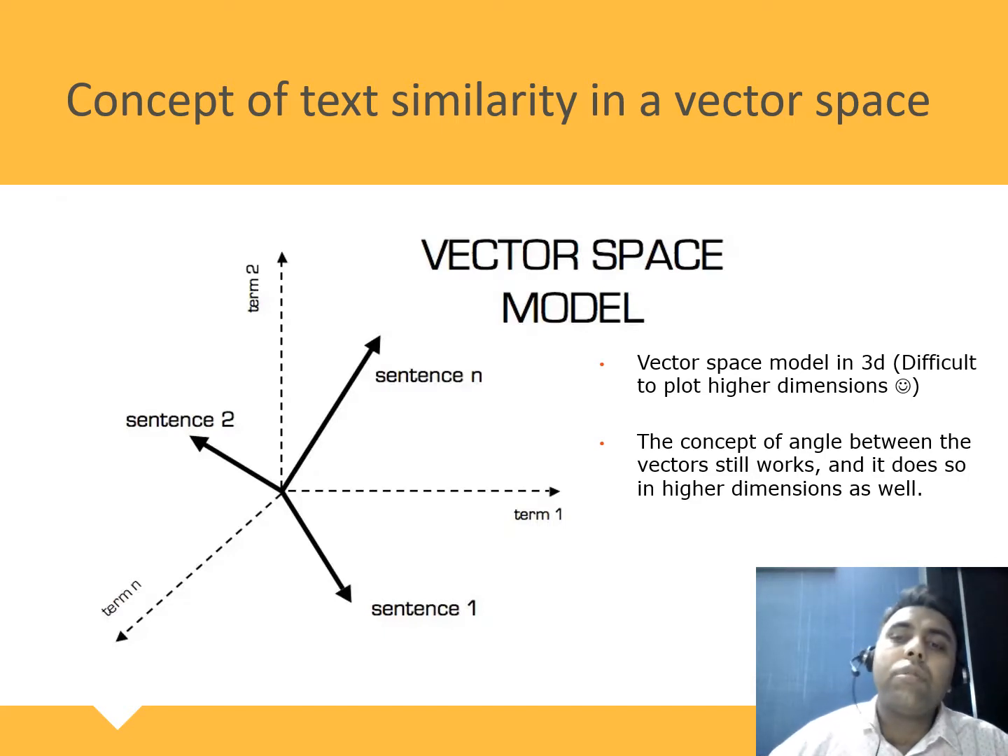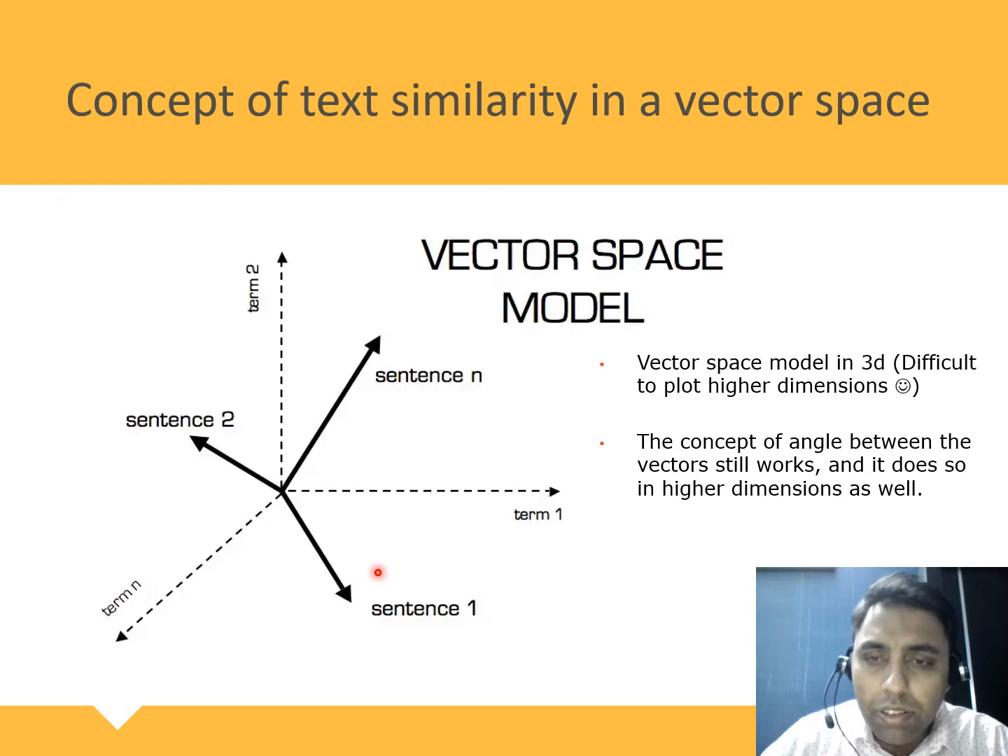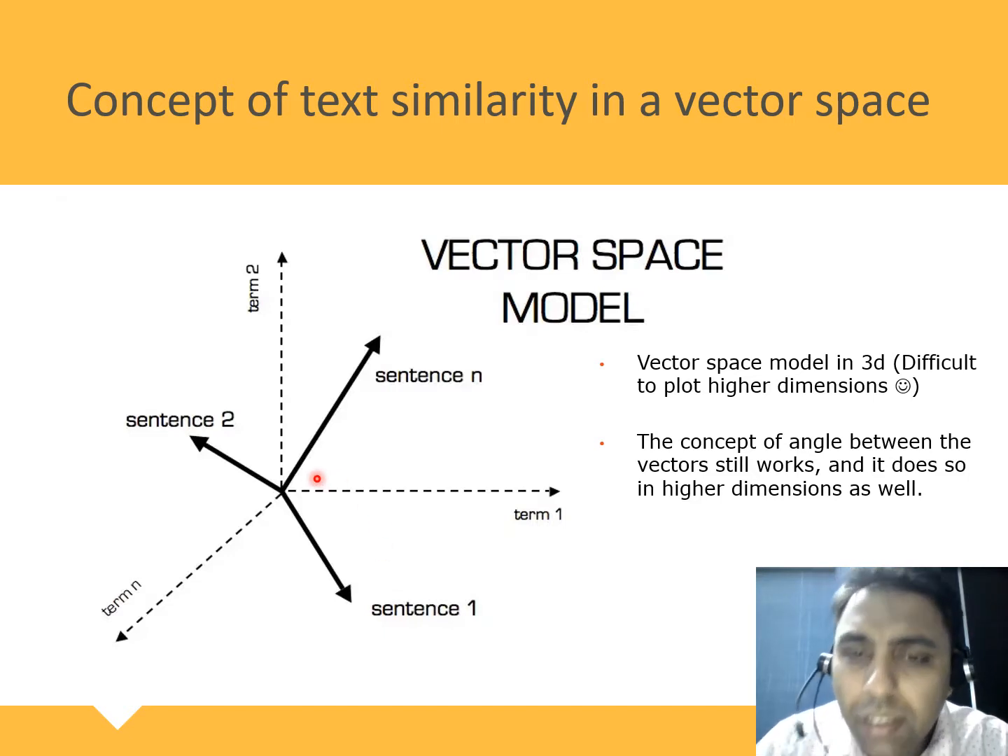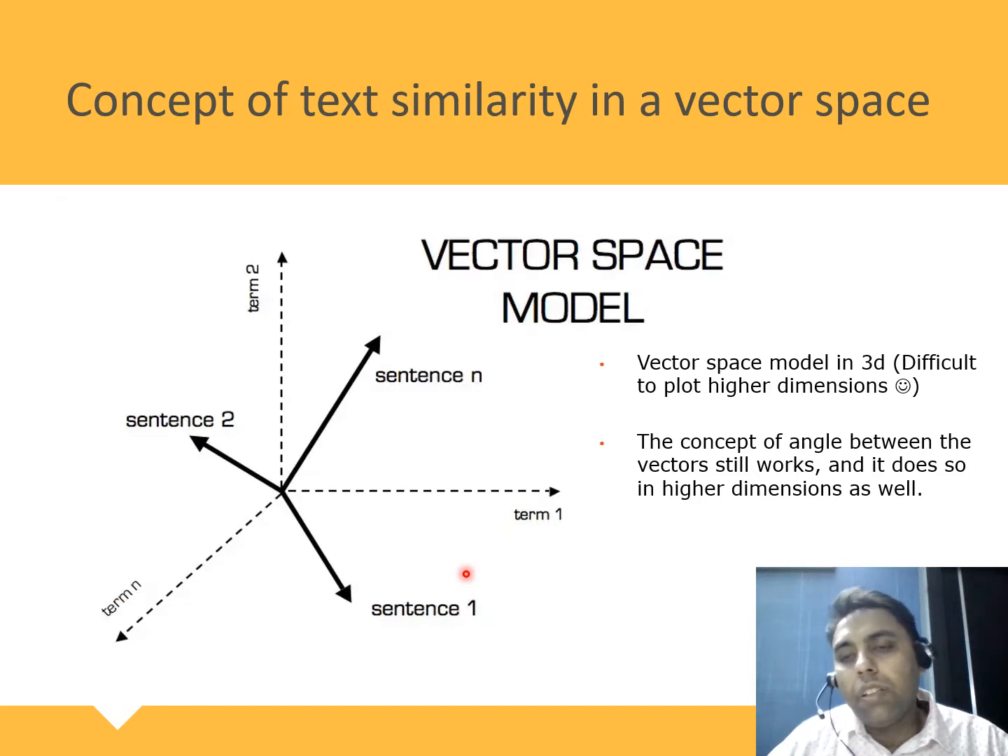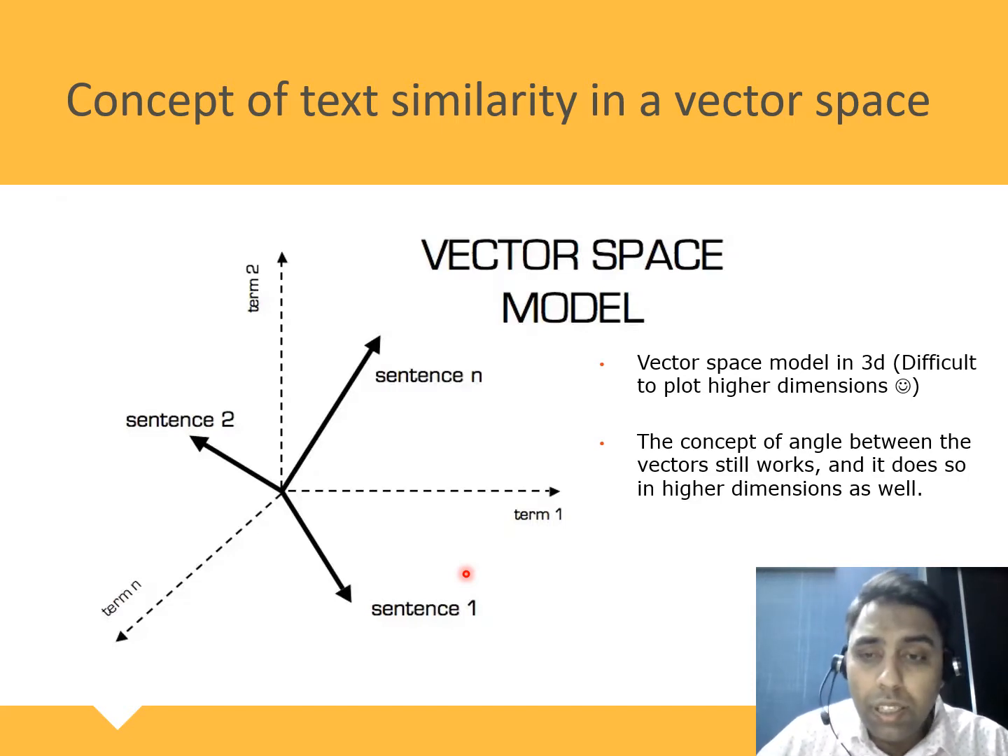We'll come to a more formal definition of that. But this is actually a representation of the vector space model in a three-dimensional space. The earlier one was 2D. Higher dimensions than 3 would be very difficult to plot, so parking that. But even in three dimensions, you can represent every document as a coordinate point, and the concept of the angle between the vectors, the angle between the coordinate points, still works in three dimensions as well as in higher dimensions.